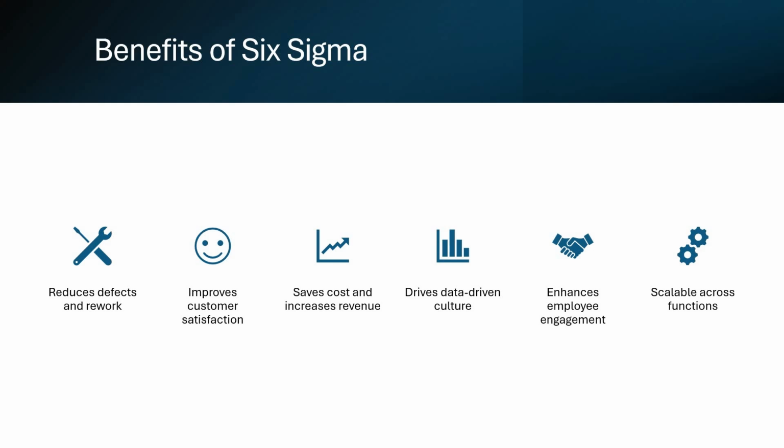Then Six Sigma drives data-driven culture. Six Sigma shifts organizational decisions from opinions to insights. It trains teams to rely on measurable evidence, not assumptions, to improve processes. This also promotes the use of tools like control charts, hypothesis testing, and statistical analysis. Six Sigma encourages a culture of accountability and continuous learning as well.